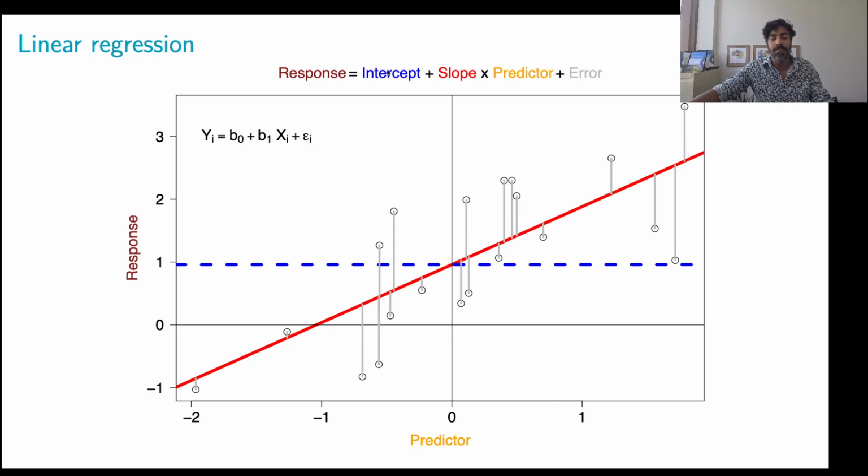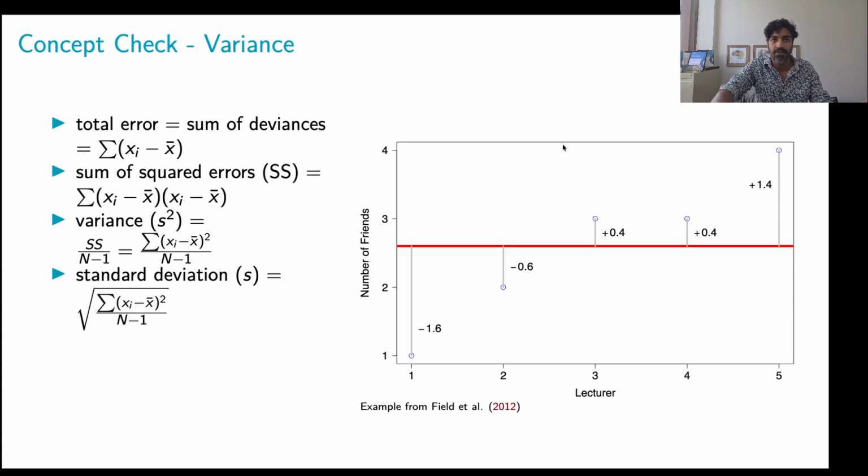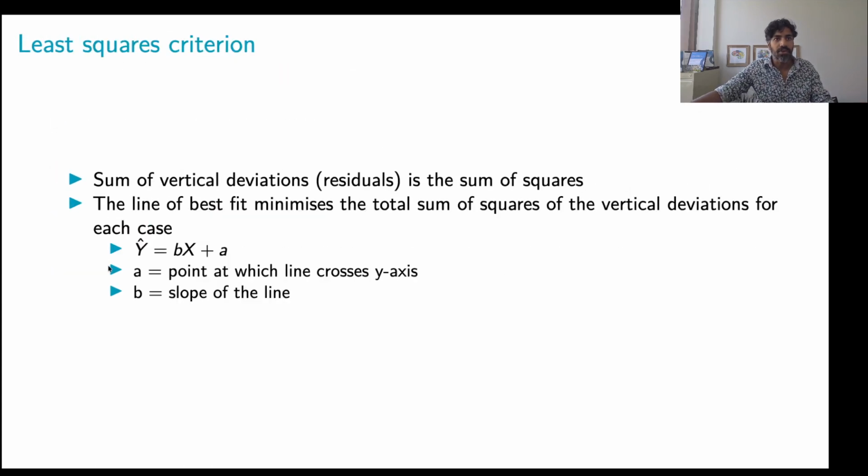Your dependent variable, you have your intercept, which is where it crosses the y-axis when x equals 0. You have your slope, which is how steep this red line is. You have your predictor, and then you have your error. So all of these formulas are all showing the same thing, just with different letters. And so a is where it crosses the y-axis, and in this case, b is the slope of the line.